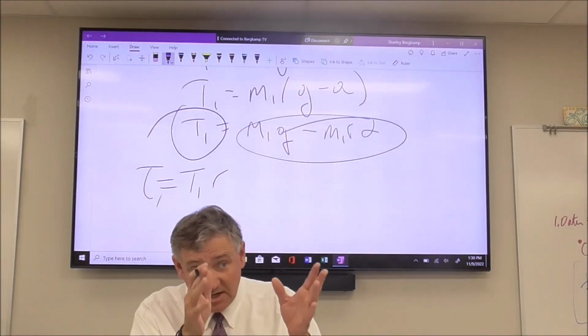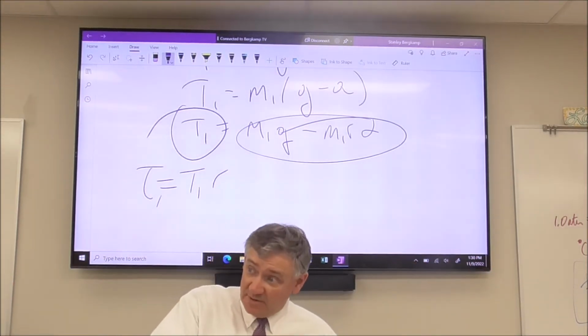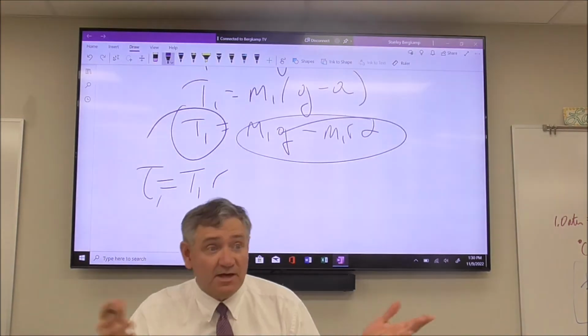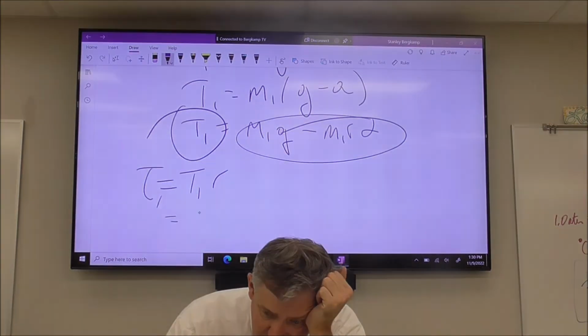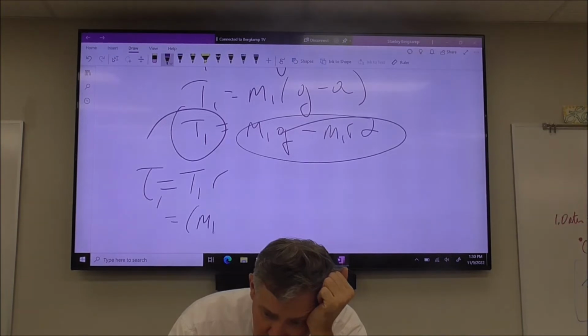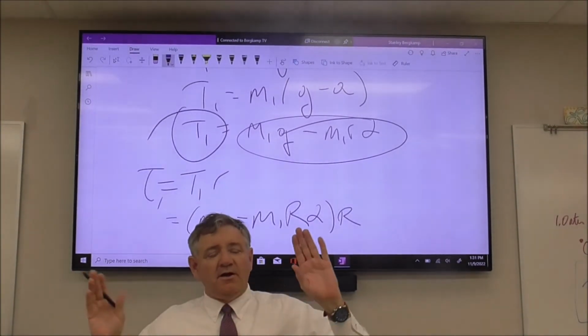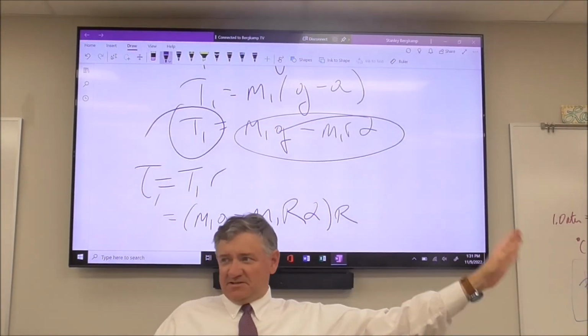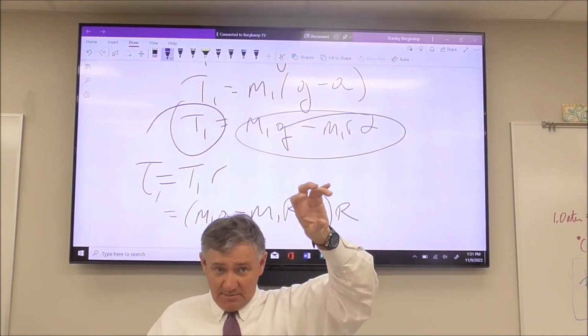I can put in either one. But since this is multiple choice, I have to look at how the game is played. The game is played with some really funky variables, so I have to go to the funky side, even though it would just be easier to say T1R. But I'm going to substitute this in. So I'm going to write this as M1G minus M1R alpha, times that radius. That's just one of them. So that's the torque that's trying to make it spin, created by the middle one.